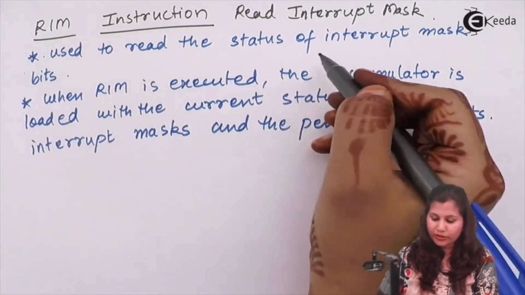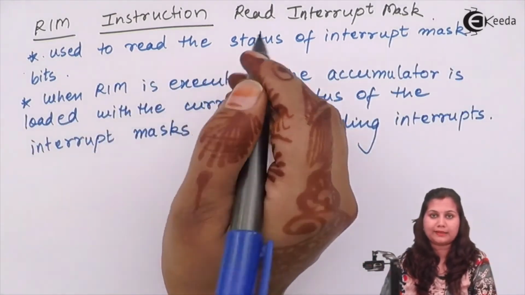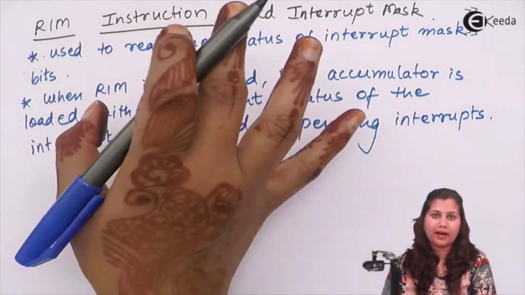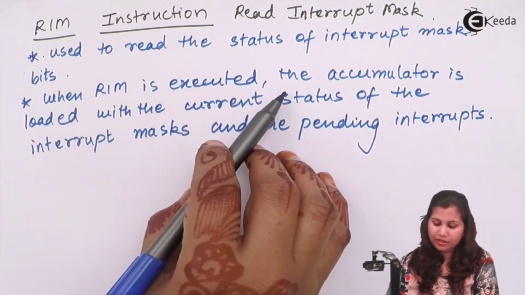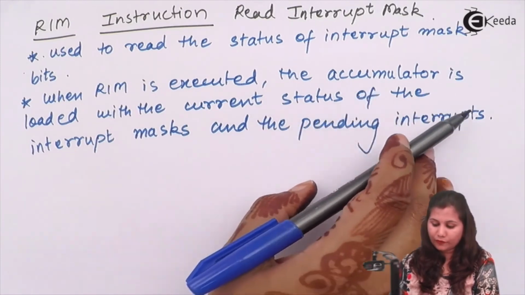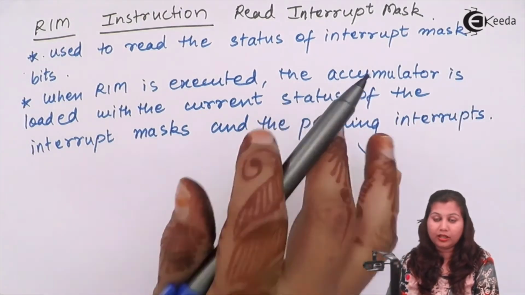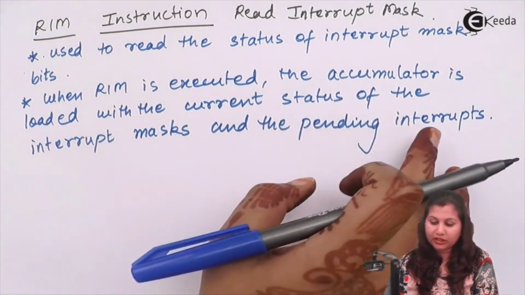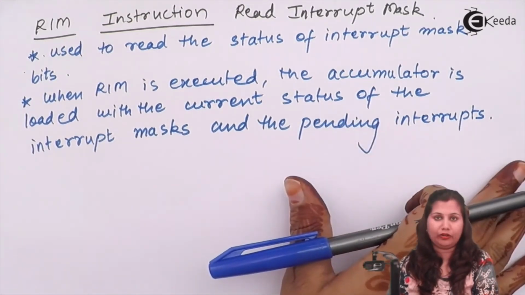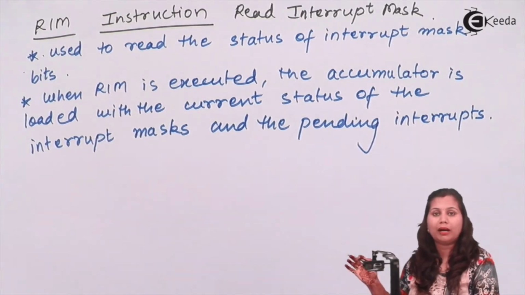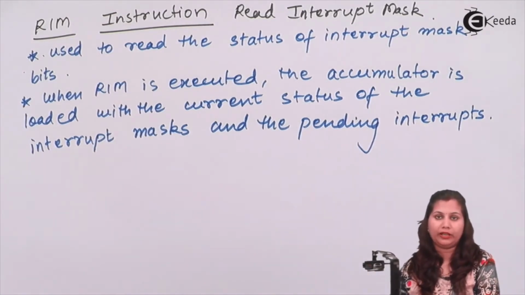So RIM is used to read the status of the interrupt mask bits, that is, which of the interrupts are masked in the microprocessor. And when this instruction is executed, the accumulator is loaded with the current status of the interrupt mask and the pending interrupts. Which of the interrupts are pending? Suppose multiple interrupts are given to 8085.